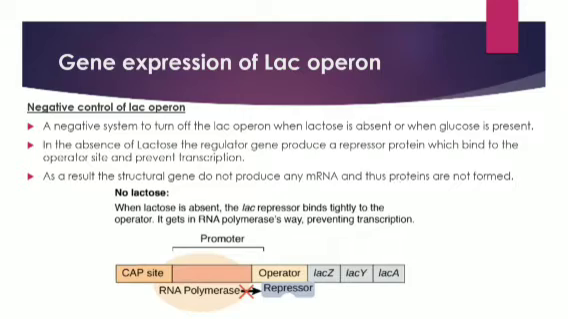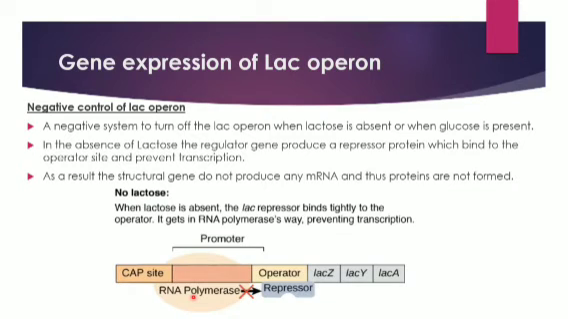Gene expression of the lac operon. We have two types of control, negative control and positive control. Now we are going to see the negative control of the lac operon. It is a negative system to turn off the lac operon when lactose is absent or when glucose is present. In the absence of lactose, the regulator gene produces repressor protein, which binds to the operator site and prevents transcription. As a result, no mRNA is produced and thus proteins will not be made. That is what is shown in the image.